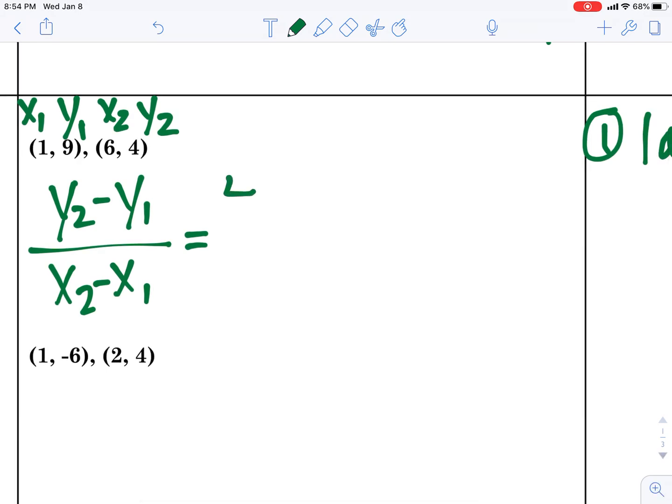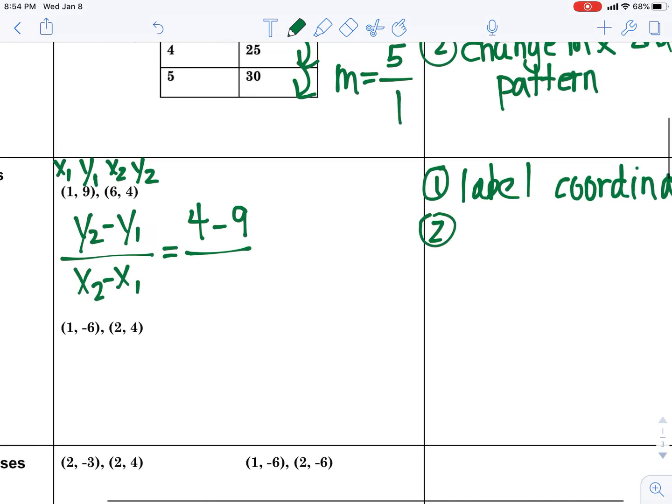So y2 is 4, y1 is 9. Remember, you're always subtracting. Step 2, y coordinates.